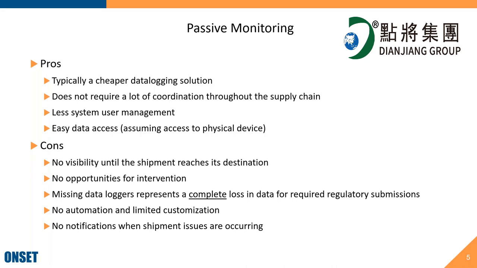And then there's no notification when shipment issues are occurring. So that's going back to the visibility component. You can't get an email or text notification, or you can't get a notification through a cloud platform or anything like that when you're using a passive monitoring system.